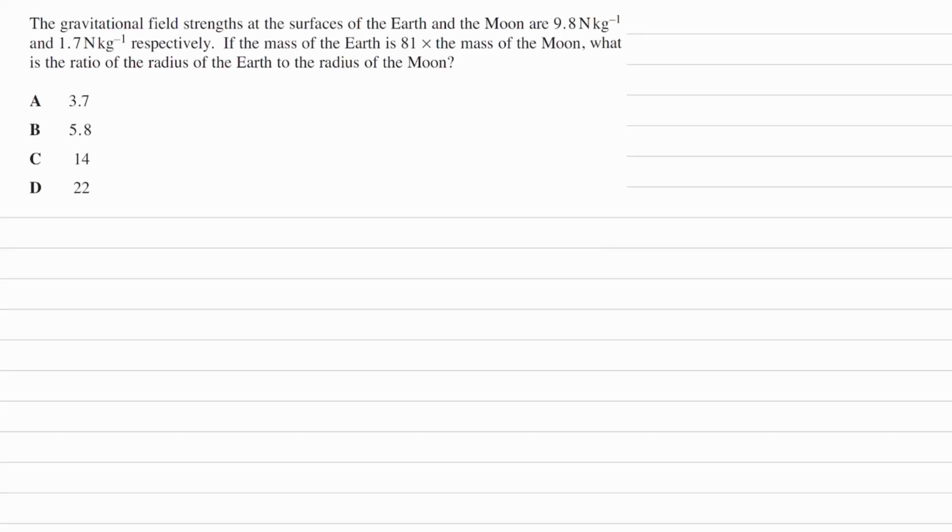The gravitational field strengths of the surfaces of the Earth and the Moon are 9.8 and 1.7 respectively. If the mass of the Earth is 81 times the mass of the Moon, what is the ratio of the radius of the Earth to the radius of the Moon?